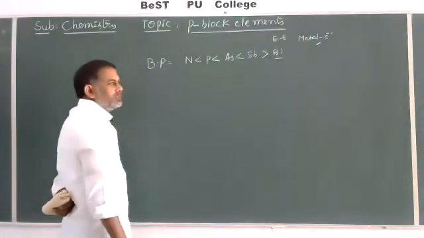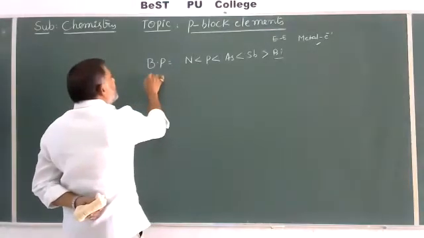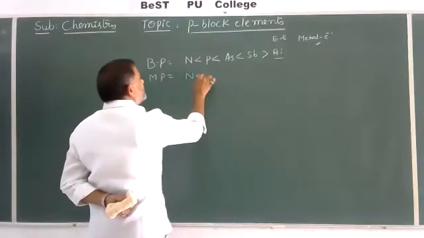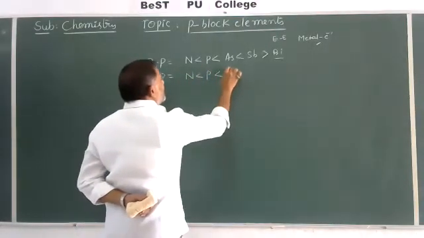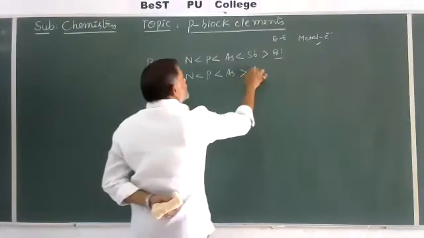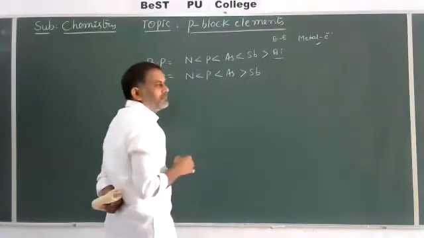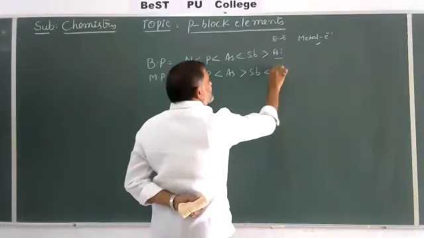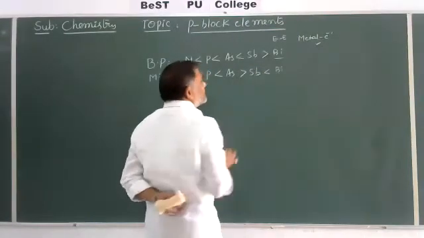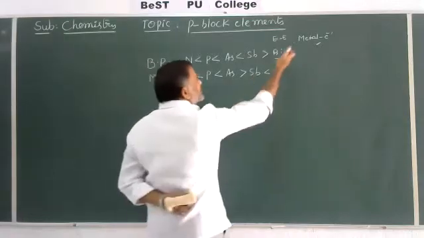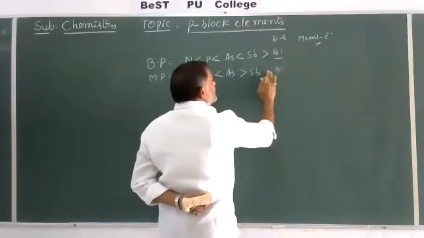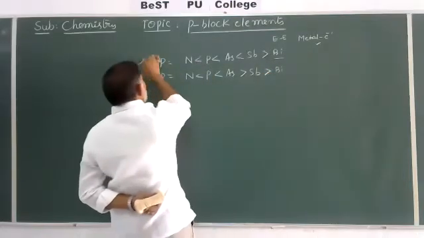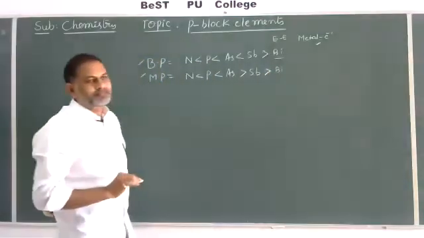Then the melting point is also given like MP: nitrogen is less than phosphorus is less than arsenic is less than Sb, and then again Bi is given like this. Here also the same explanation applies. Here, instead of less than, take greater than. This is a small correction. Everything else is okay.